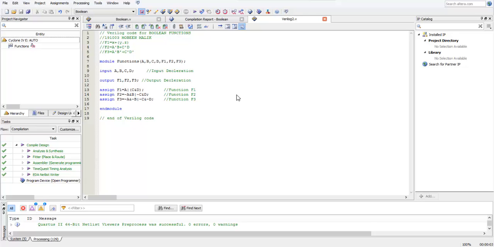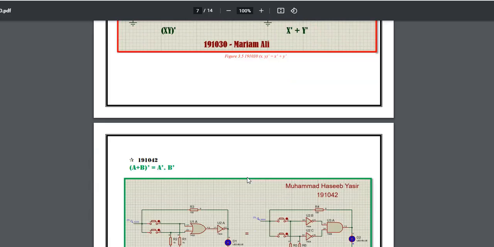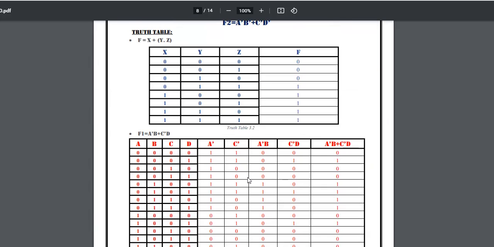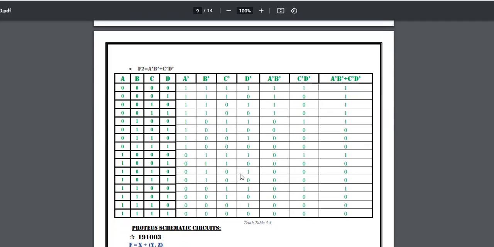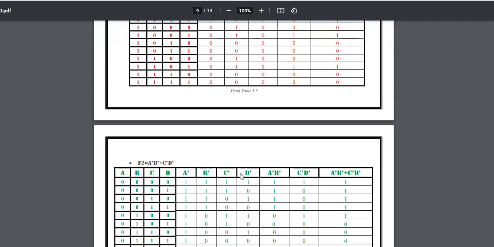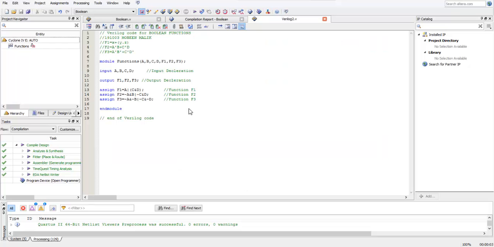So if I show you the truth table of these inputs, this is the truth table of the first function, this is the truth table of the second function, and this is the truth table of the third function. All of these truth tables have been explained in the previous lab. Here we will only see the Verilog part. So this is the code for the implementation.